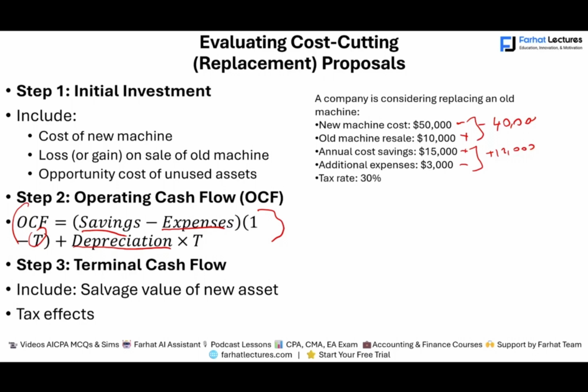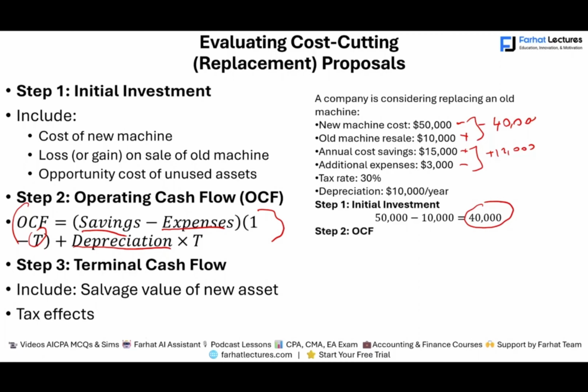The tax rate for this example is 30%. The depreciation per year is $10,000. Now we have to compute whether it's a good decision or not. What's the initial investment? The initial investment is 40,000. This is how much we have to come up with: 50, then we're going to get 10,000 back from the old machine.